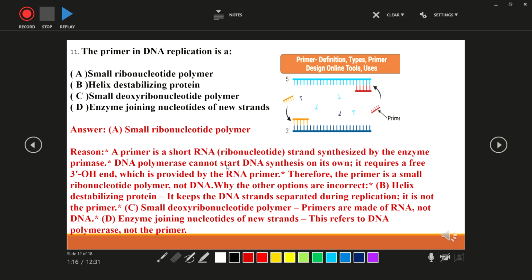Why the other options are incorrect? Because helix destabilizing protein, remember, it keeps the DNA strands separated during replication. It is not the primer, remember. Small deoxyribonucleotide polymer, primers are made of RNA, not DNA. Enzyme joining nucleotides of new strands refers to DNA polymerase, not the primer.